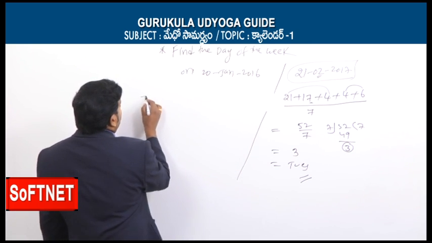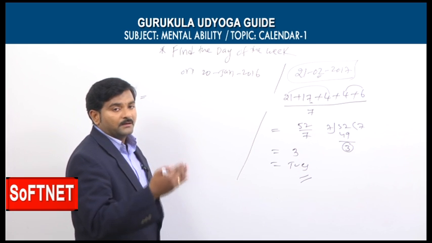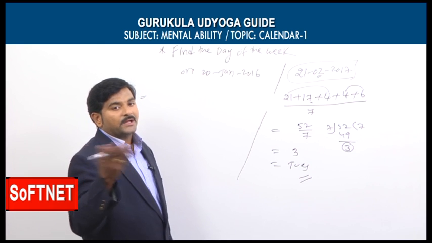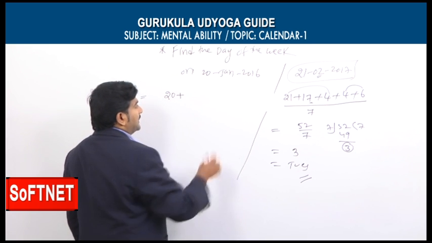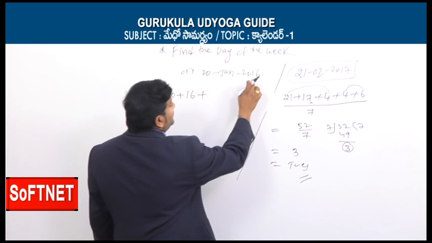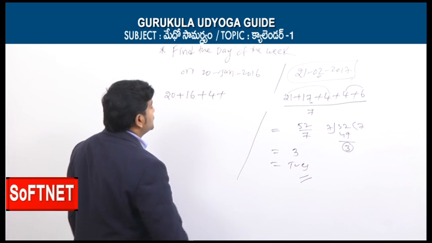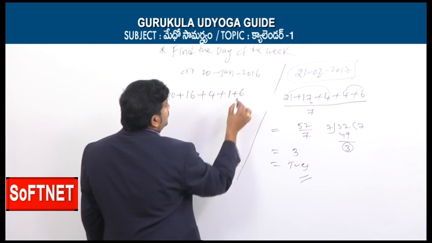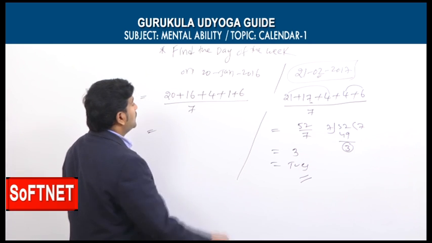Now we will substitute all these values in the formula: date, number of years, number of leap years, month code, century code, and so on. The date is 20, no issue. How many years? 16 years. How many leap years in 16 years? 4 leap years. The January month code is 1. The code for 2016 is 6. All these parameters are divided by 7.